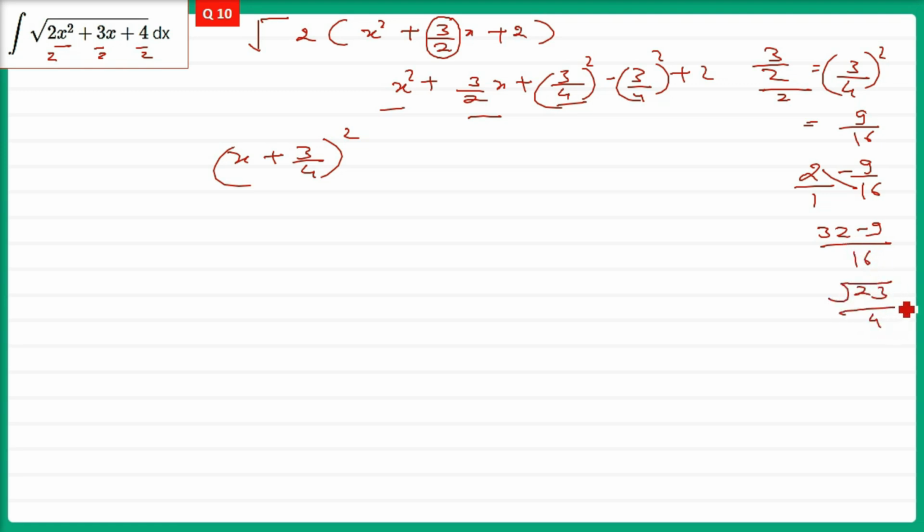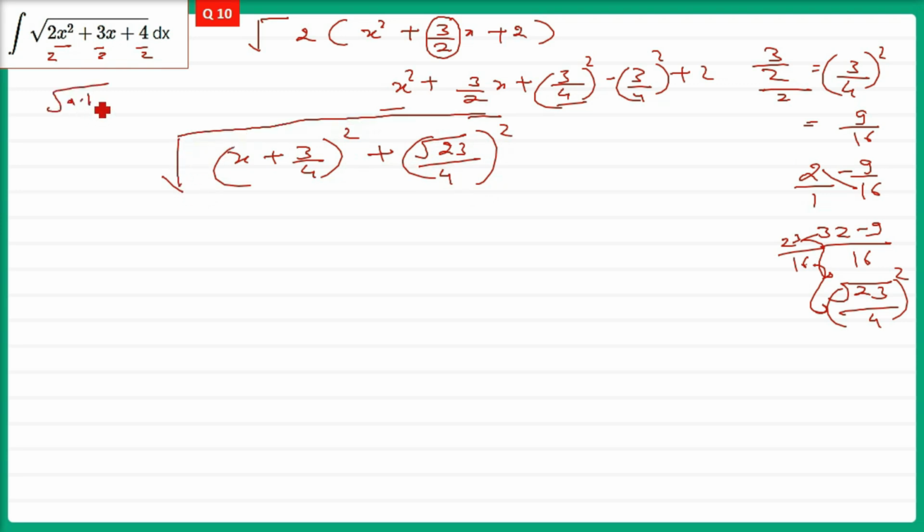And in order to make it a perfect square, you can write it as under root 23, because under root 23 whole square is 23 only. But 16 is a perfect square, so it gives you 4 square. That is why we can write it here as plus under root 23 by 4 whole square. Now under root a into b is what? Under root a into under root b. So you already have a under root 2, because 2 was inside. I took it outside.